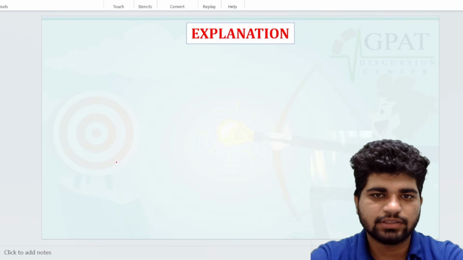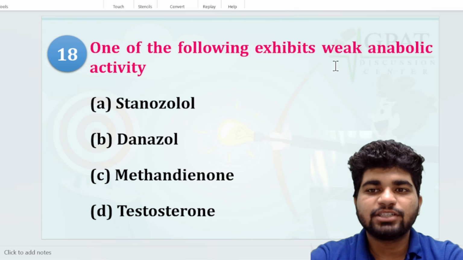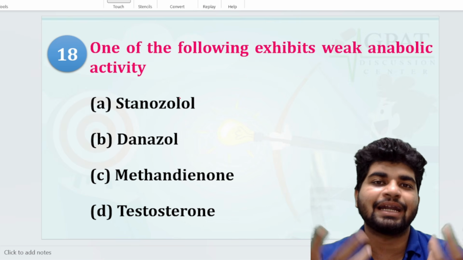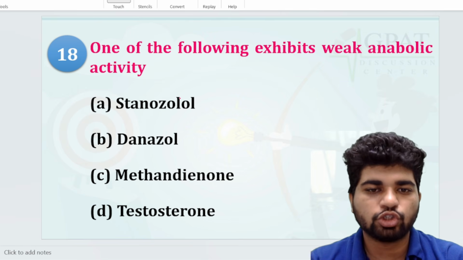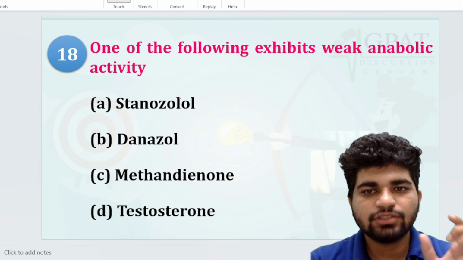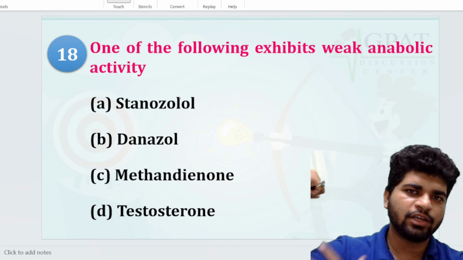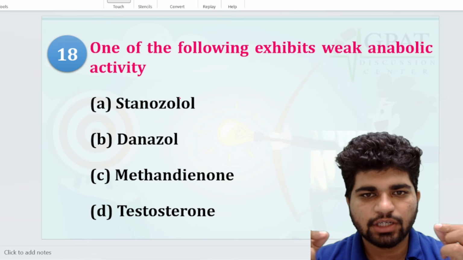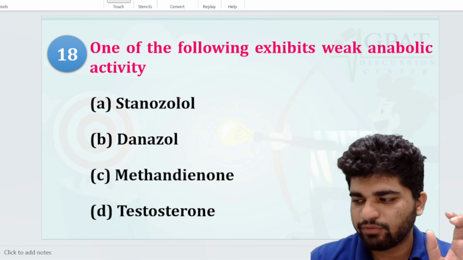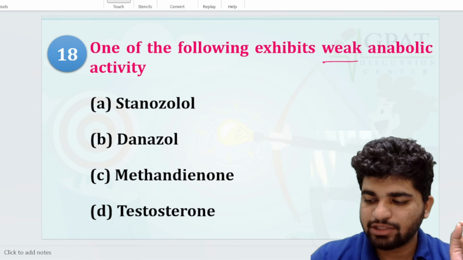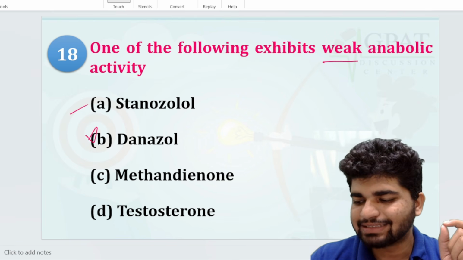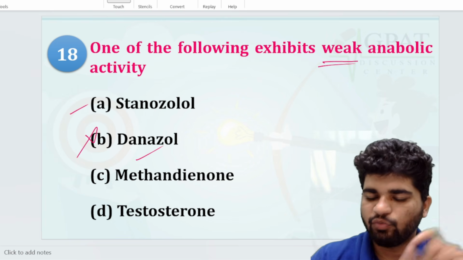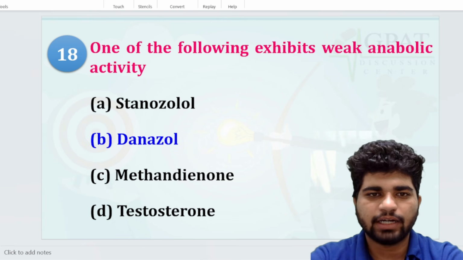Okay, very nice. Now, which one of the following exhibits weak anabolic activity? Anabolic is body building activity, right? Hormones like testosterone help in building muscle, and those hormones are very much associated with anabolic activity. But here what they have asked is a weak anabolic. Stanozolol, good. Danazol, yes, that is not a strong anabolic activity. It has weak anabolic activity, so that's why danazol is going to be your correct answer.